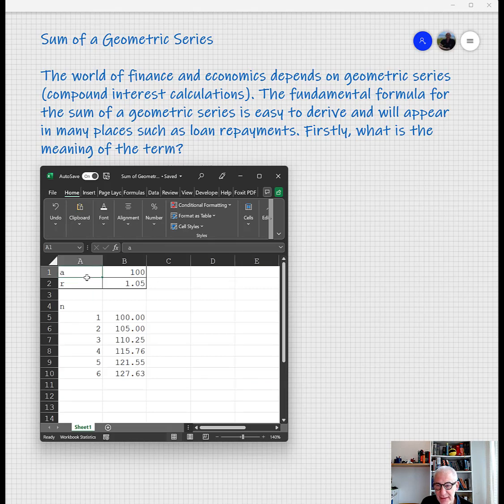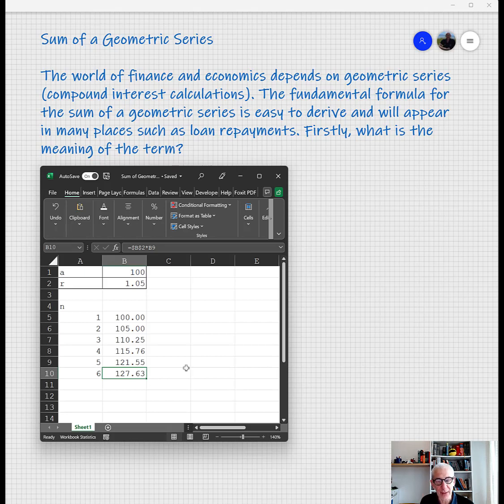Here we see 100 euros original investment, and our ratio, how much we multiply each time, 1.05. Down here, period number one, we've got 100 before we add interest. At the end of period number two, we've got 105, 110.25, and so on. Each of these individual numbers is a member of the sequence. So the sixth member of this sequence is 127.63.